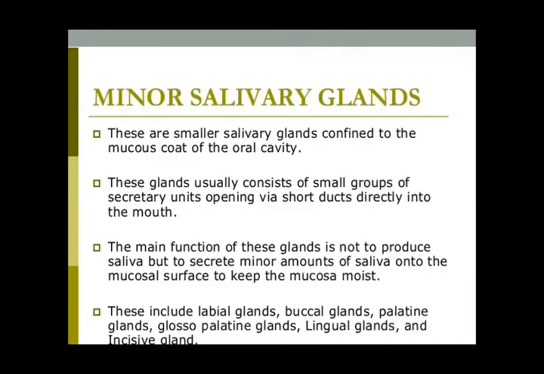Minor salivary glands are smaller salivary glands confined to the mucous coat of the oral cavity. These glands usually consist of small groups of secretory units opening with short ducts directly into the mouth. The main function of these glands is not to produce saliva, but to secrete minor amounts of saliva onto the mucosal surface to keep the mucosa moist. These include labial glands, buccal glands, palatine glands, and the incisive gland.